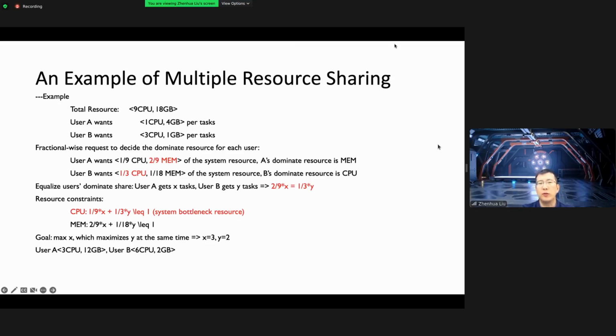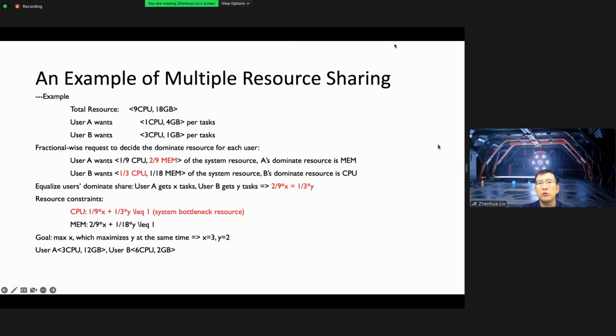This is a total system resource. And the user A wants 1 CPU and 4 gigabyte memory for each task. User B wants 3 CPU and 1 gigabyte memory for each task. Right? So basically speaking, user A needs more memory while user B needs more CPU. Right? So in order to do the allocation, we first need to decide the dominant resource for each user.